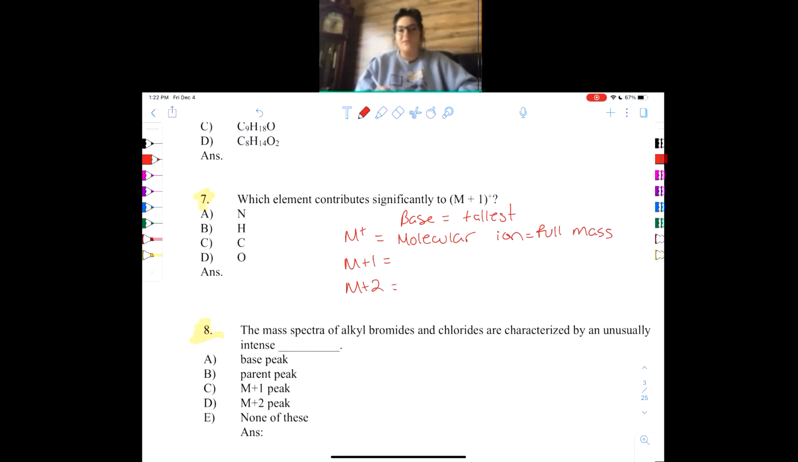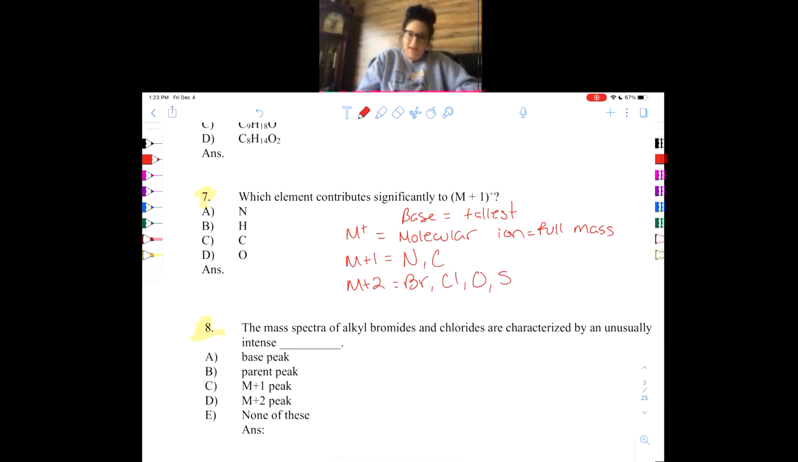What is counted in the M+2 peak? Bromine, chlorine. 2 more. Oxygen, and 1 more, sulfur. Sweet. Oxygen and sulfur are super tiny contributors, but they are part of M+2. And then there are 3, actually, that contribute to M+1. Do you guys remember what they are? Nitrogen, carbon, and hydrogen. Exactly.